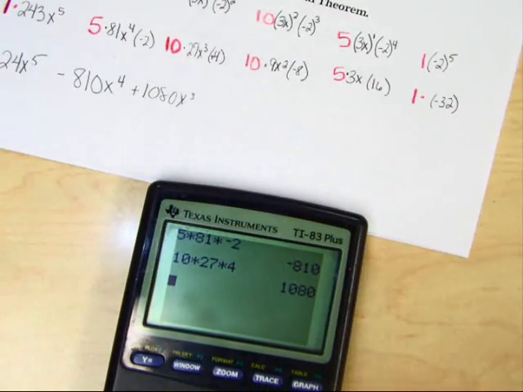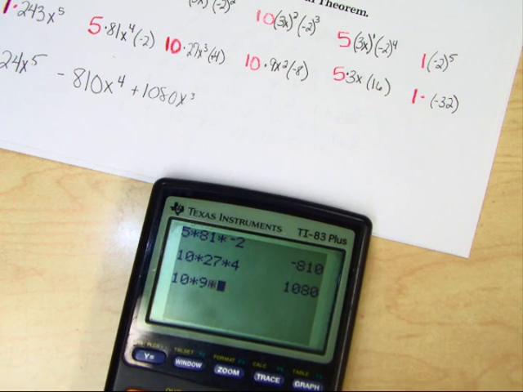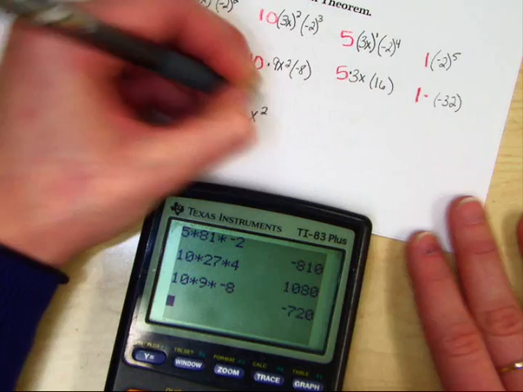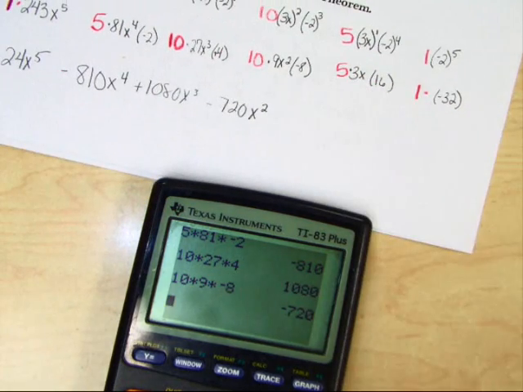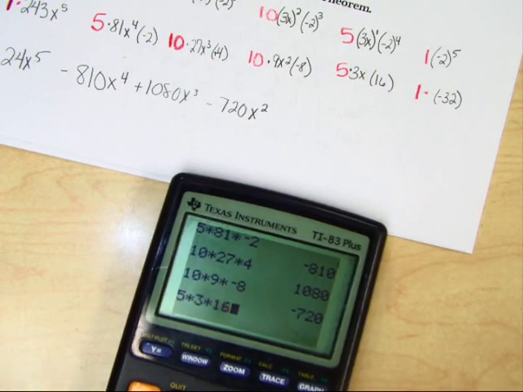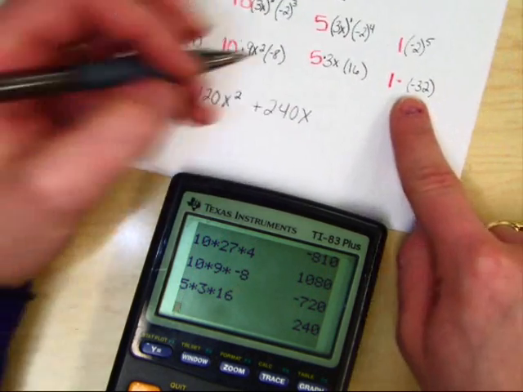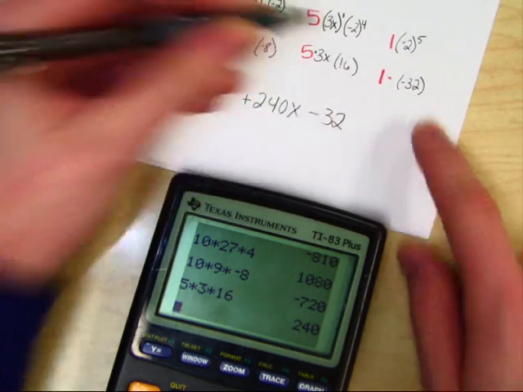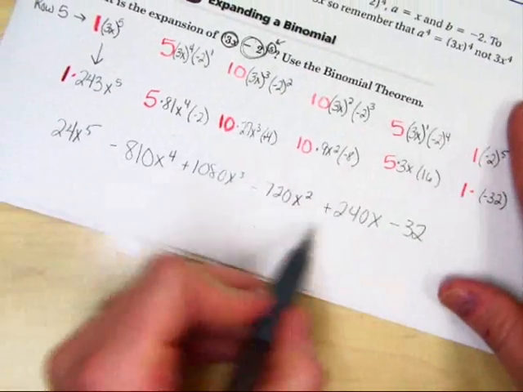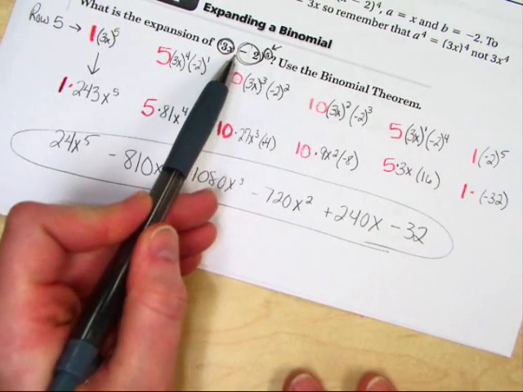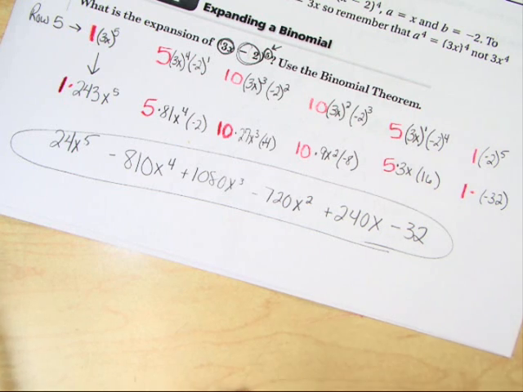Now we do the next one, 10 times 9 times negative 8 is negative 720 x squared. Now we do the next one, 5 times 3 times 16. That's a positive 240 x, and the last one will be a minus 32. So you might think that was difficult, but trust me, it's a lot easier than writing that thing 5 times and multiplying all those binomials together and reducing and combining. Okay, we'll finish the rest on another video.